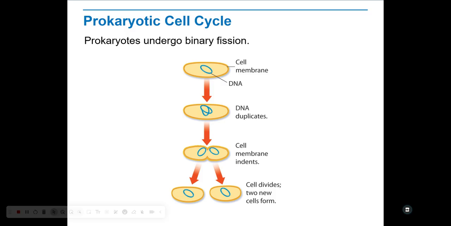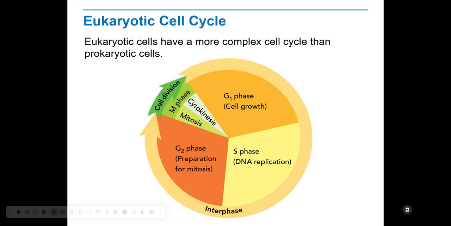Eukaryotic reproduction is a little more complex. And again, take time to pause if you need to, rewatch parts if you need to. Eukaryotic cells have what's called a cell cycle. And that cell cycle is, kind of like the word sounds, a cycle. It's going to go round and round. And we're going to look at each of these different parts of the cycle.